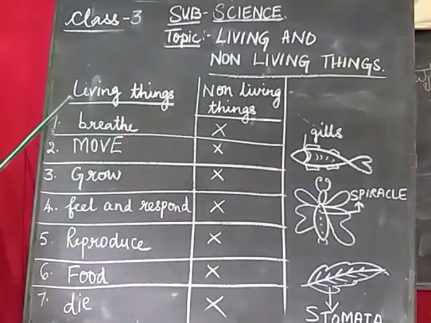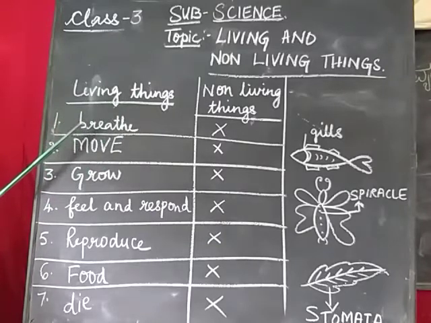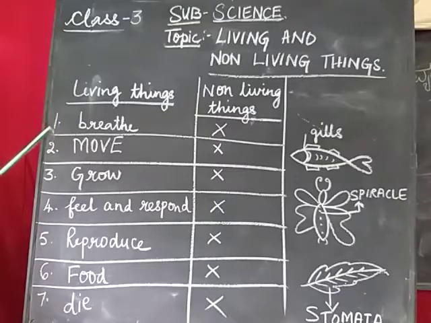Okay, so how do you know whether a thing is living or non-living? They will have a few characters. So the characters of living and non-living things. First thing is, living things breathe. Now keep your finger in front of your nose, that is under the nose. Take a deep breath. Now leave the breath. You can see that the air is coming out from your nose. That means you are breathing. So all living things breathe. Without breathing they cannot stay alive.